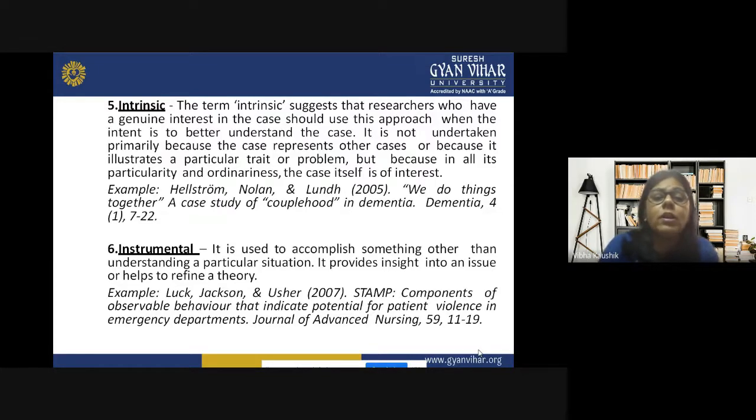It is not undertaken primarily because the case represents other cases, or because it illustrates a particular trait or problem, but because in all its particularity and ordinariness, the case itself is of interest.